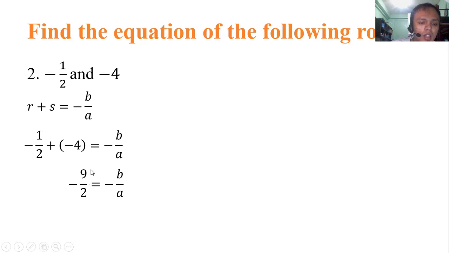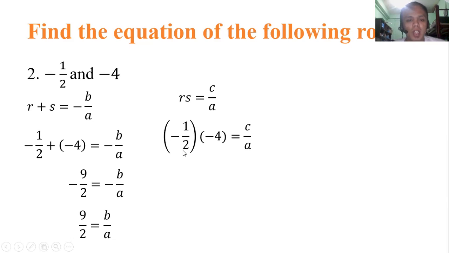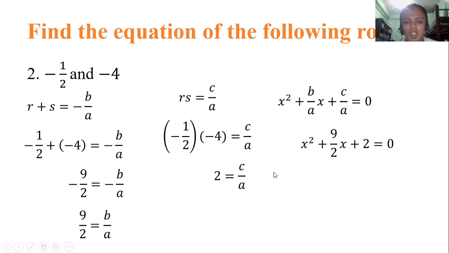So we have negative 9 halves equal to negative B over A. Multiply natin both sides by negative 1. That will make 9 over 2 equal to B over A. Okay, for the product naman, multiply lang natin negative 1/2 times negative 4. That would be equal to 2. Okay, using this form ulit, substitute lang natin. X squared plus your B over A is 9 halves. Then yung C over A natin is 2. Multiply both sides by 2.